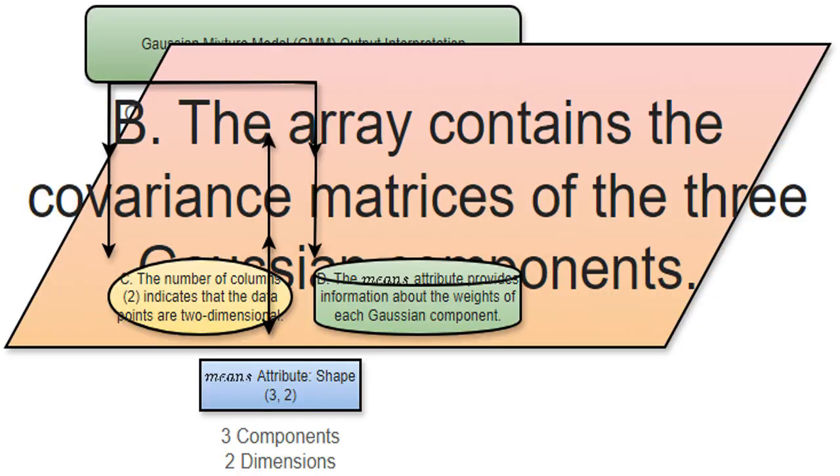That's correct. The 2 columns represent the 2 dimensions of the data. So, we're dealing with 2 features in our data.